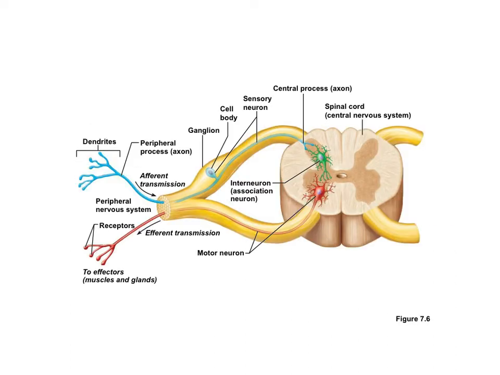So if you look at an illustration, the afferent transmission goes towards the central nervous system. So it goes through a nerve and then it goes to the spinal cord and then it can go to the brain. And efferent transmission always leaves the central nervous system and goes out towards effectors.